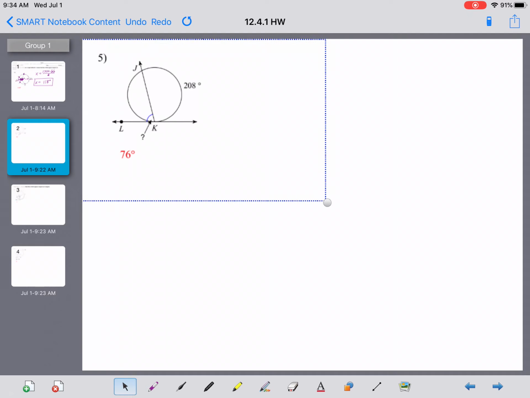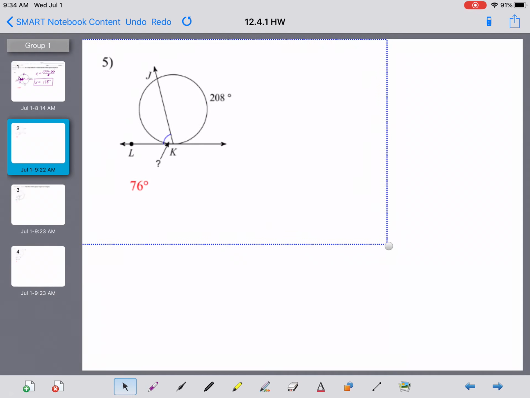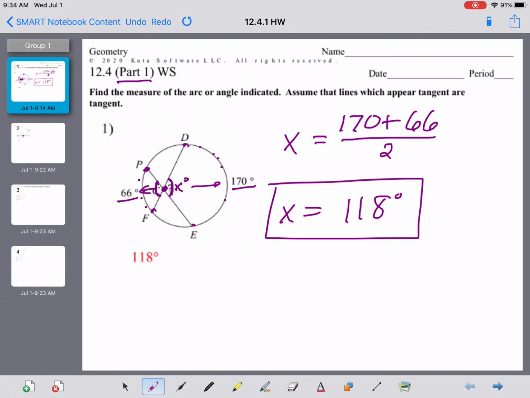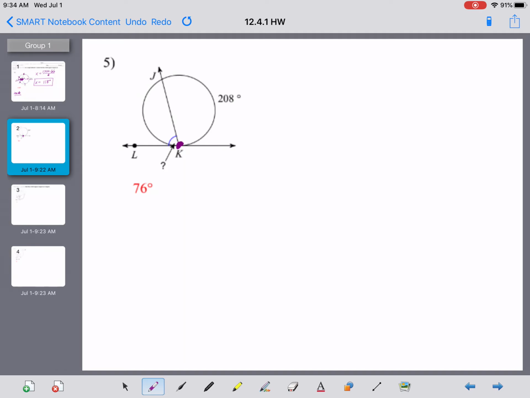Now let's see what's going on here in this example as we look at problem number 5. Now this setup is a little bit different here, everybody. In this case, we have a secant, that would be line JK, and a tangent, which would be line LK. They intersect at a point right here, K, which is located on the circle. So that's in big contrast to problem number 1, where the point of intersection here was inside the circle. That's when the angle formed was half the sum of your two arcs. But here, our point of intersection is on the circle.